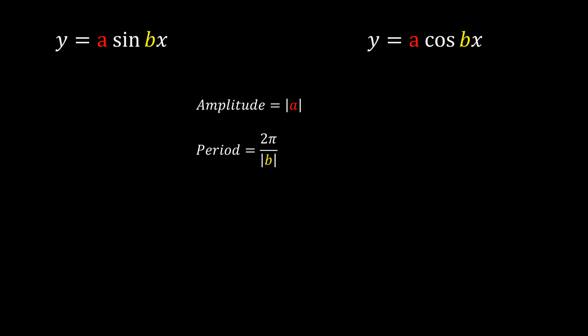If you want to find the amplitude, it's the absolute value of a directly. Take the number which is multiplied by the function, and this is the amplitude. But for the period, you have to take the value of b and then divide 2 pi by the absolute value of b to find the period.